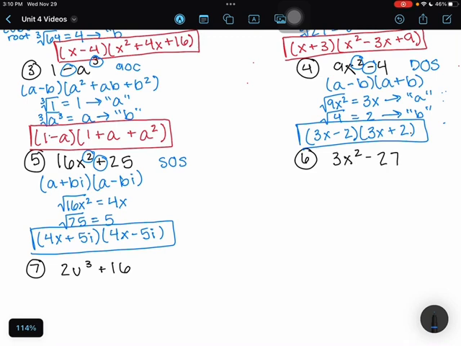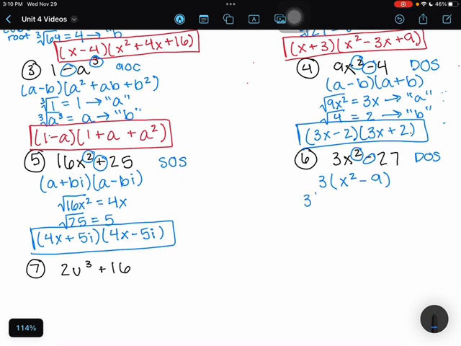Now for 6, before I start, I do see that I have a square and a minus sign, so I want difference of squares. But I also see that there's a GCF here. There's a number that goes into both 3 and 27 that can make both of my numbers smaller. So for this one, the GCF is just 3. So if I divide each of these terms by 3, I put the 3 out front, and I get x squared minus 9.